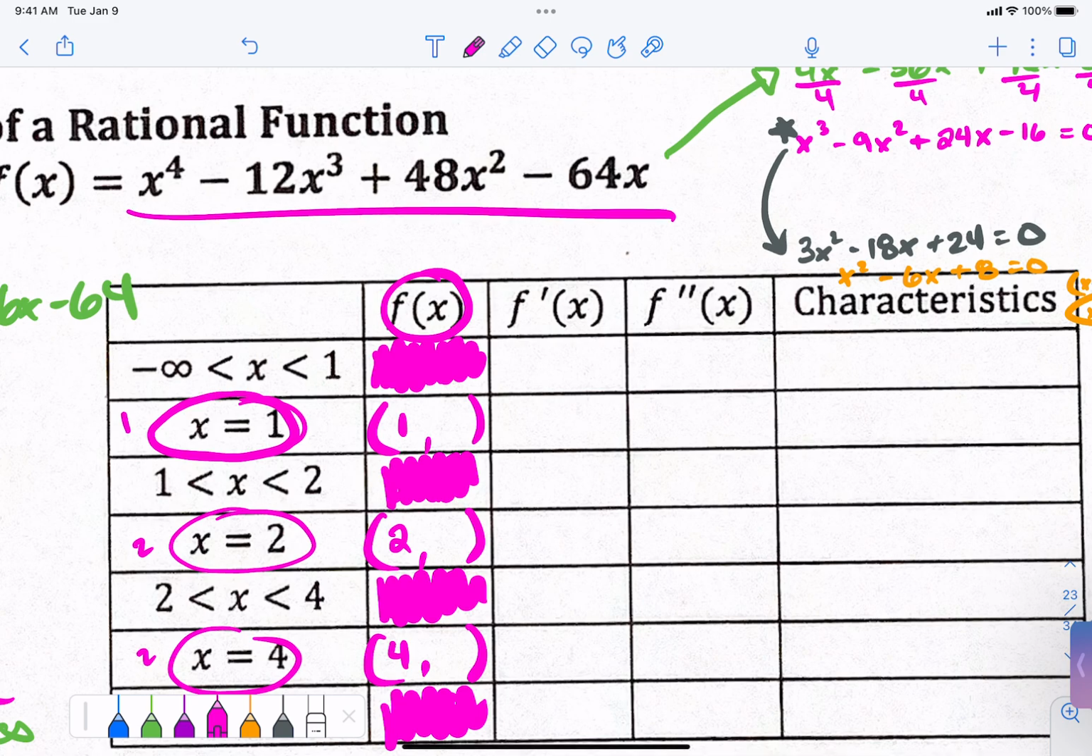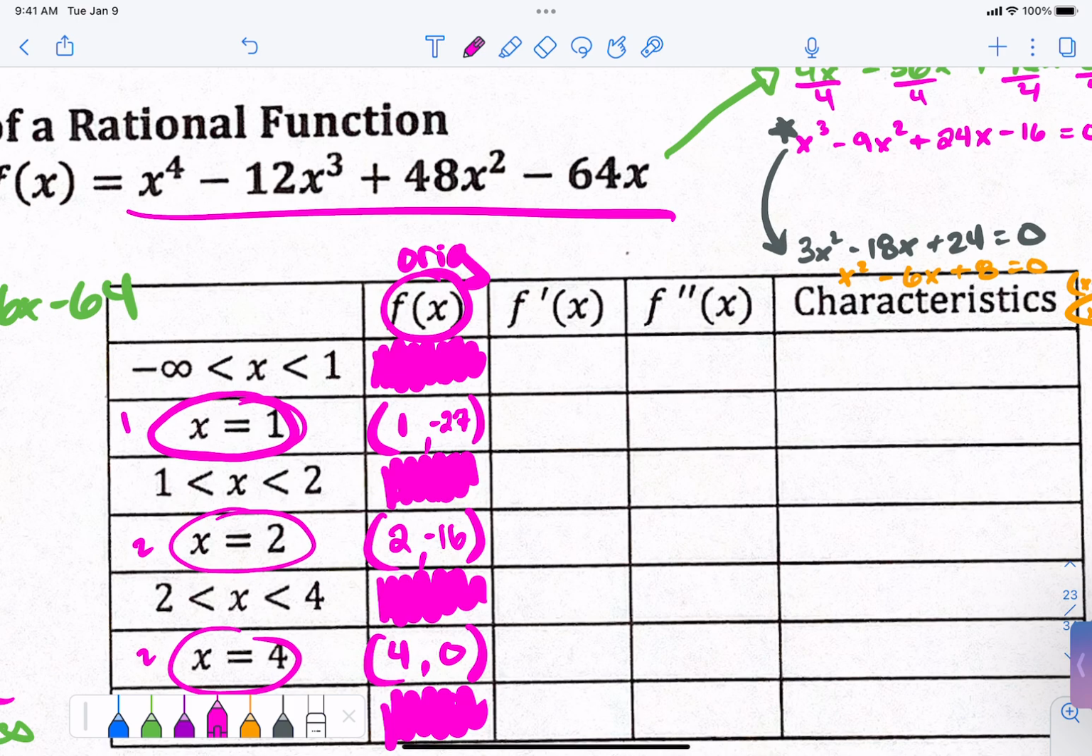If I plug those into the original function, cheat from the graph and tell me what you get. 1 is at negative 27. 2 is at negative 16. 4 is at 0. Great. We plugged them into the original, that's what we get. That's why I gave you this column: this is the original function, and we're plugging those actual points into the original.